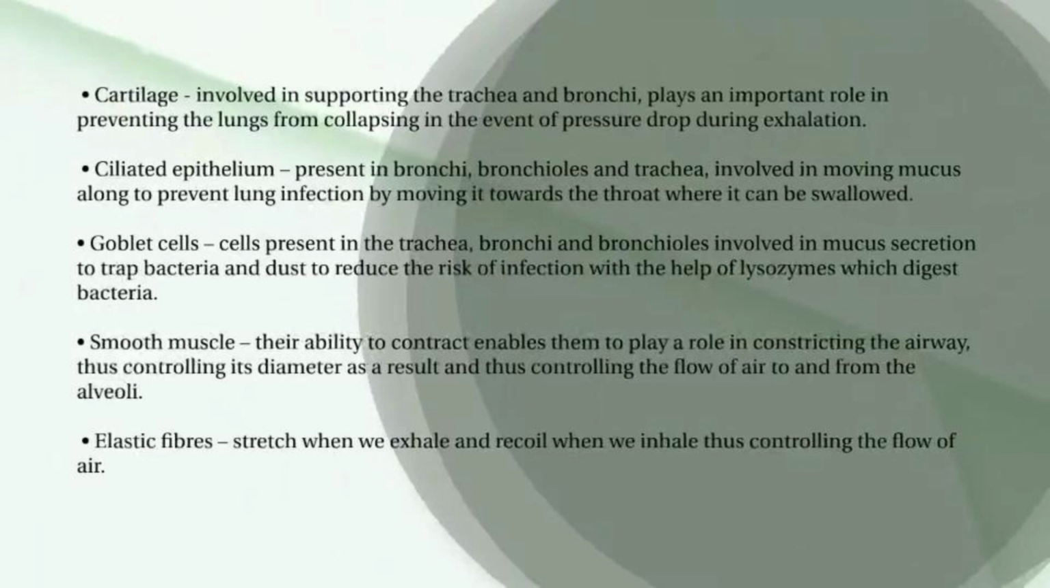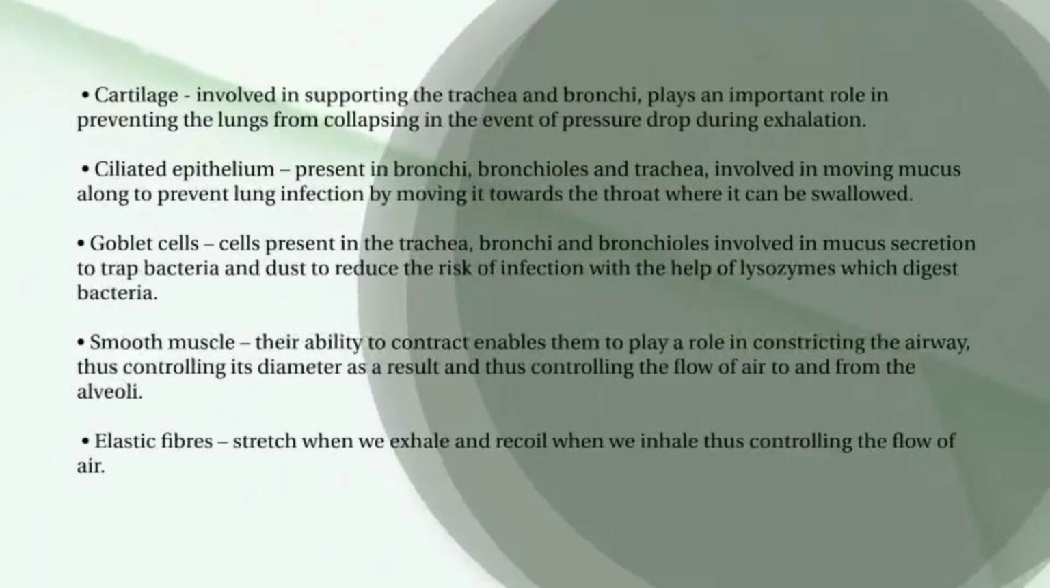The second structure that I want you to know about and specifically remember how it relates to the function of the lungs is the ciliated epithelium. So again, this is present in the bronchi, the bronchioles, and the trachea, and this is involved in moving mucus along the airways to prevent lung infections by moving it towards the throat where it can be swallowed.